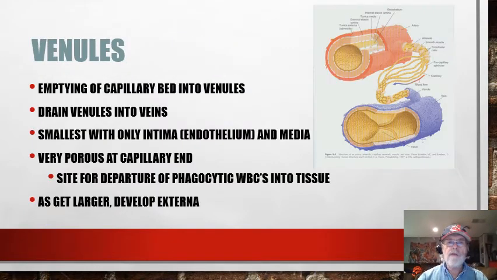Okay, that's what happens. Now I've picked up the waste products, I've delivered most of the nutrients. Okay, now I have to get the blood back to the heart. How do I get the blood back to the heart? I get the blood back to the heart by venules. Okay, now venules are small veins. We're talking about this area right in here. They're small veins, and the capillaries drain into these venules.